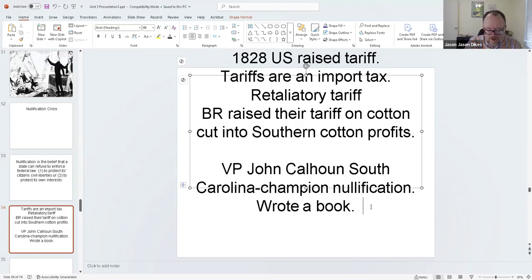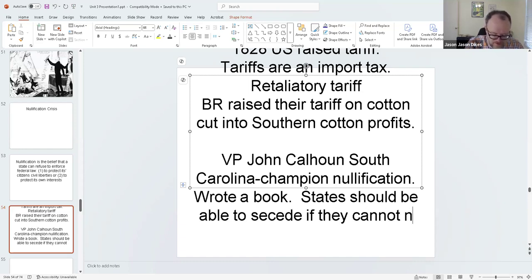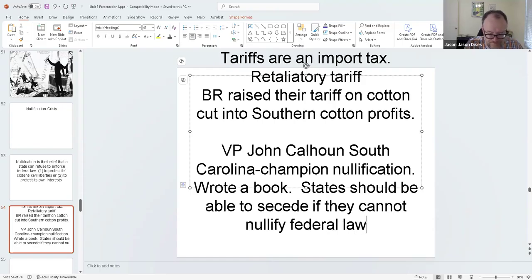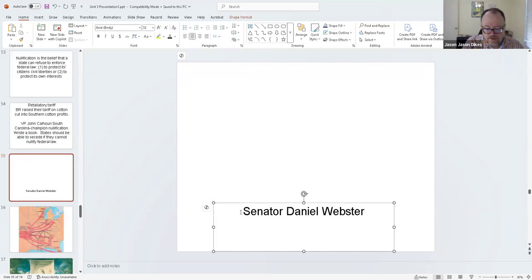And then as part of it, he sort of said that states should be able to secede if they cannot nullify federal law. When this theory was introduced in the Senate, Daniel Webster argued against it, insisting that the people created the Constitution, not the states.